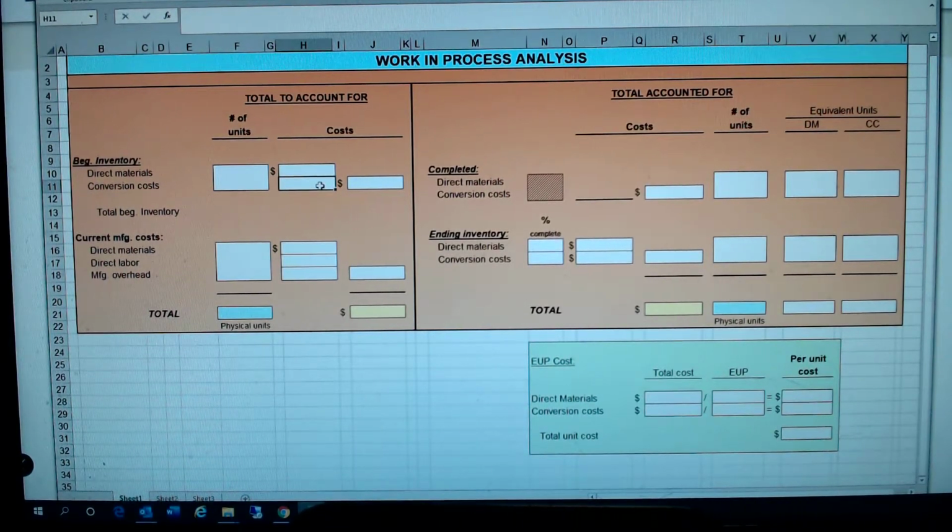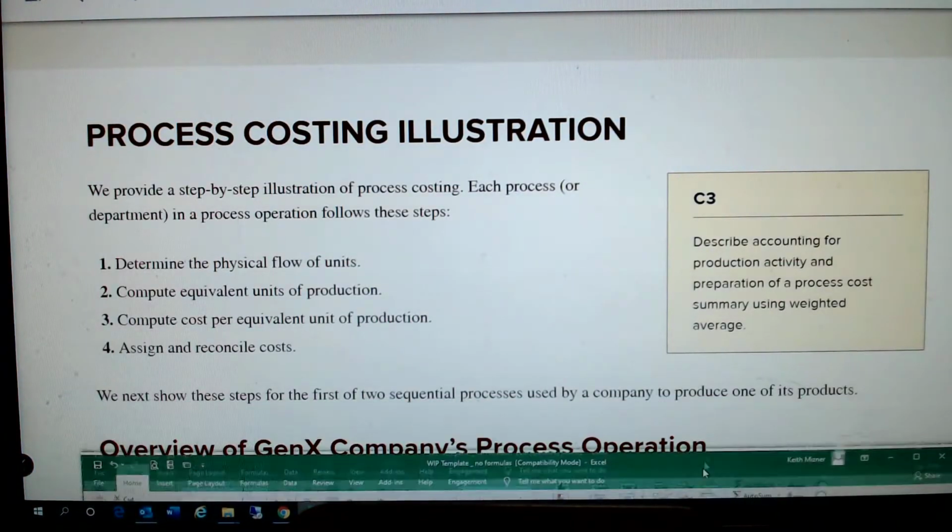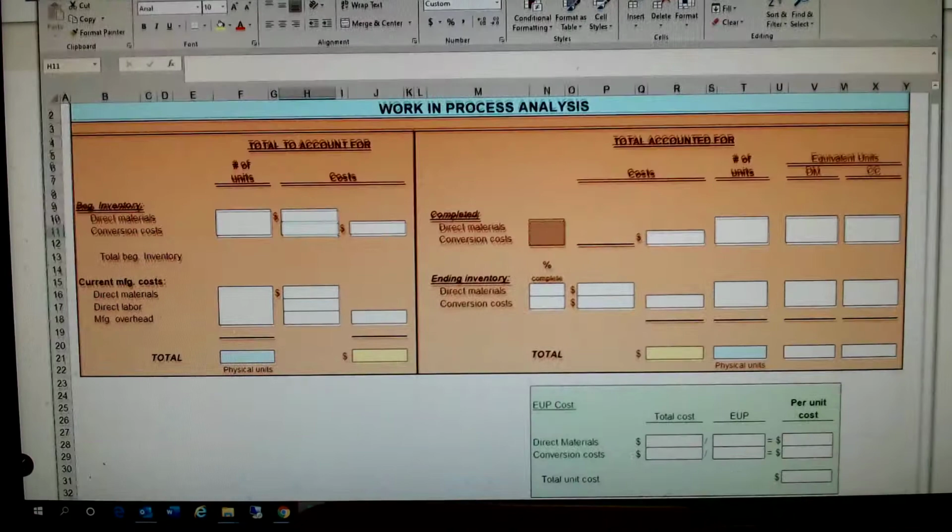Start with what's in beginning inventory plus what we added this period, divided by the equivalent units of production for conversion costs. That gives you the cost per equivalent unit of conversion cost. Finally, now that we have the equivalent units of production, assign and reconcile costs.